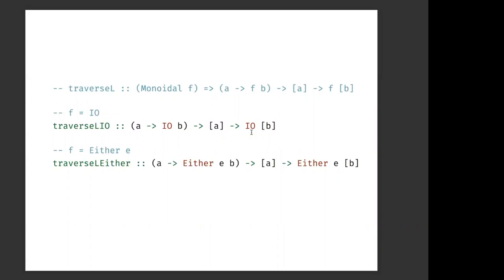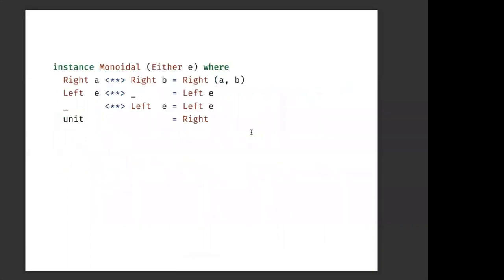So they'll often be like, I have a list of futures, how do I get a future of a list, or I have a list of options, how do I get an option of a list, and so the answer is traverse. So taking a closer look at traversing with Eithers. This is pretty much the same thing as the applicative instance for Either. So if you have two rights, we pair them together. If you have a single left, we give the left back, biasing towards the first one.